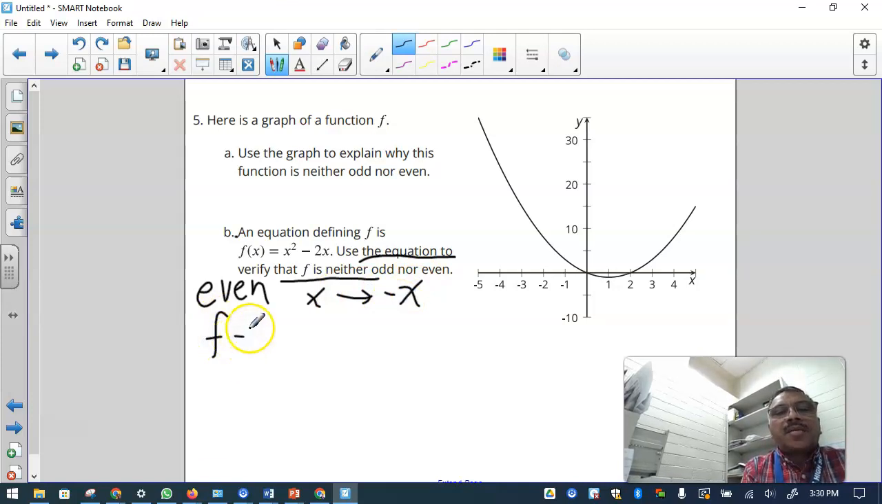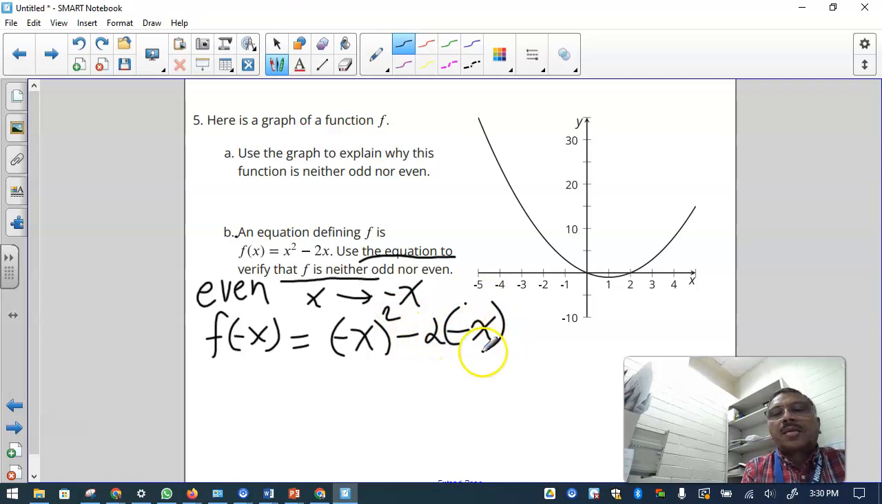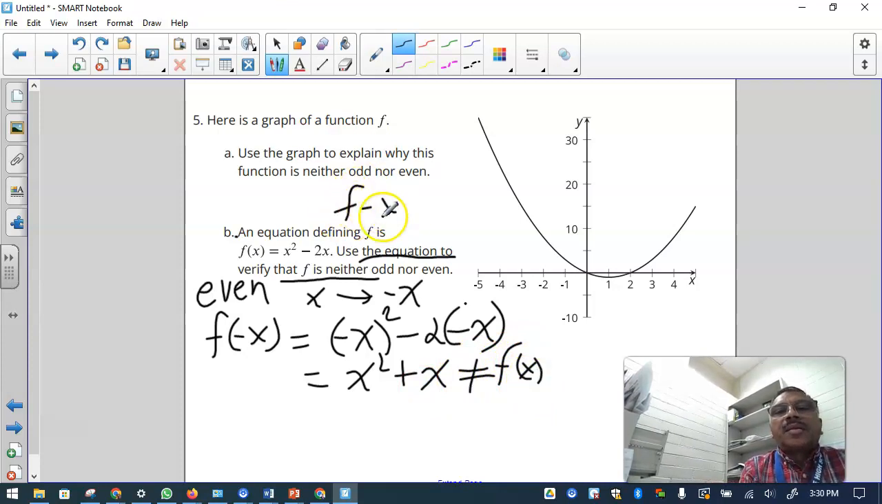So if I put f of minus x, you get minus x, the whole square, minus 2 times minus x. That is minus x the whole square becomes x squared, and this becomes plus 2x. If you see, this is not f of x. So the definition of an even function, f of minus x equals f of x, fails. So this fails.